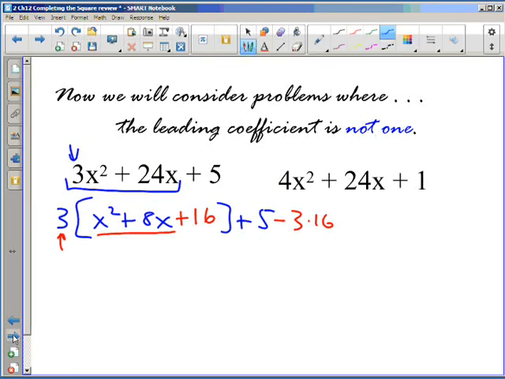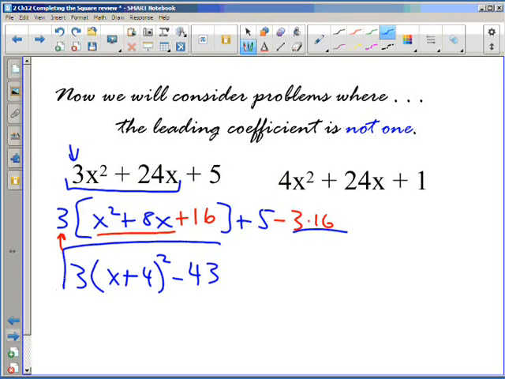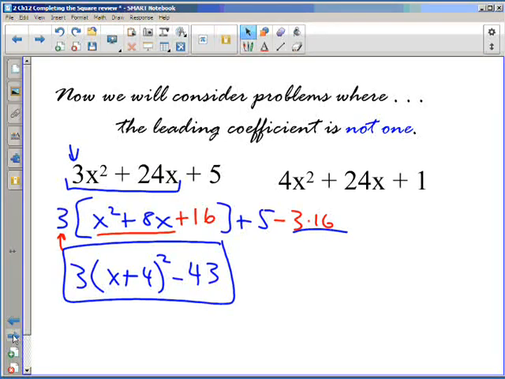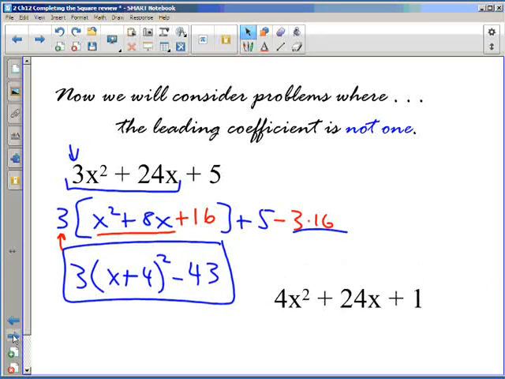So this last step goes pretty quickly then. 3 parentheses times my perfect square. I do a little bit of math here. That's 48, negative 48, so minus 43. We call this vertex form. We're calling this lesson completing the square, but the work you did back in Algebra 2 dealt with something called a vertex form of a quadratic. We could use that information to find a vertex.